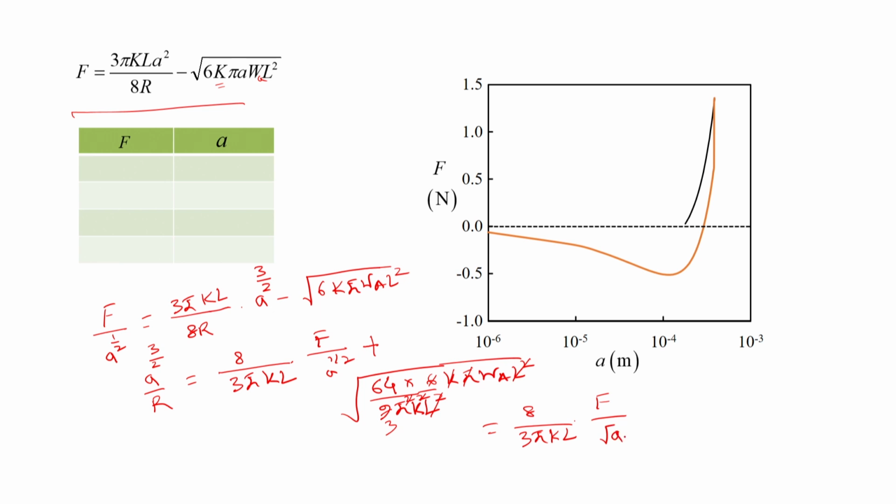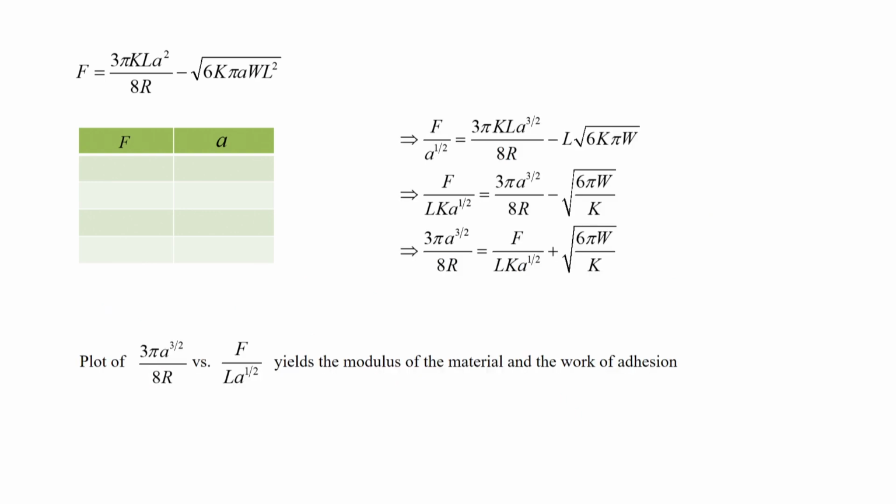by square root of A, and there will be plus, and here it is 8, let us say inside only, that is fine, I think. So it is 8 and W A, here it is 3 and K and pi, and like that. So here we have got 8 should be outside here, if I do not put it inside. So basically we can now plot A to the power 3 by 2 by R as a function of this F by square root of A, and we can get the slope and the intercept, from where we can get the work of adhesion.